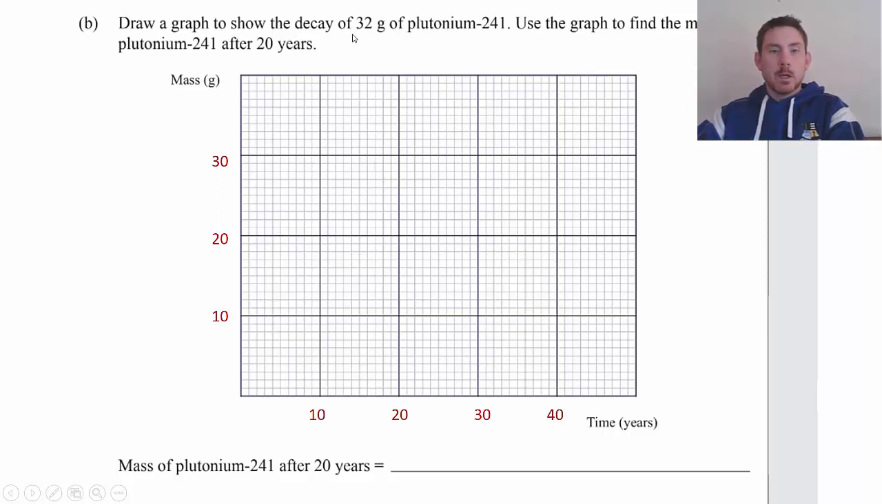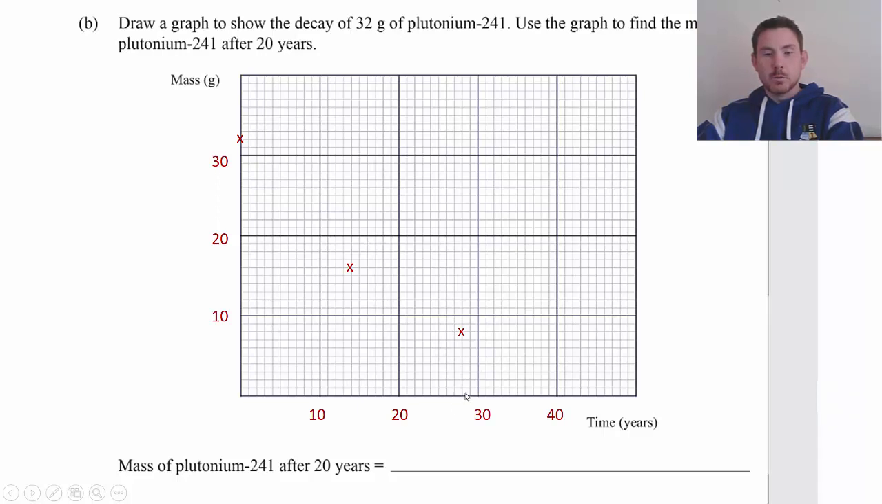We know that at time 0, we're going to have 32 grams of plutonium, so we can plot that on the graph here. And then, given that the half-life of plutonium was 14 years, we know that after 14 years, we're going to have half of that 32 grams, which would be 16 grams. So we can plot that. 14 years on from that, there's going to be half of 16, which would be 8. And that's over here. So that was 14 years.